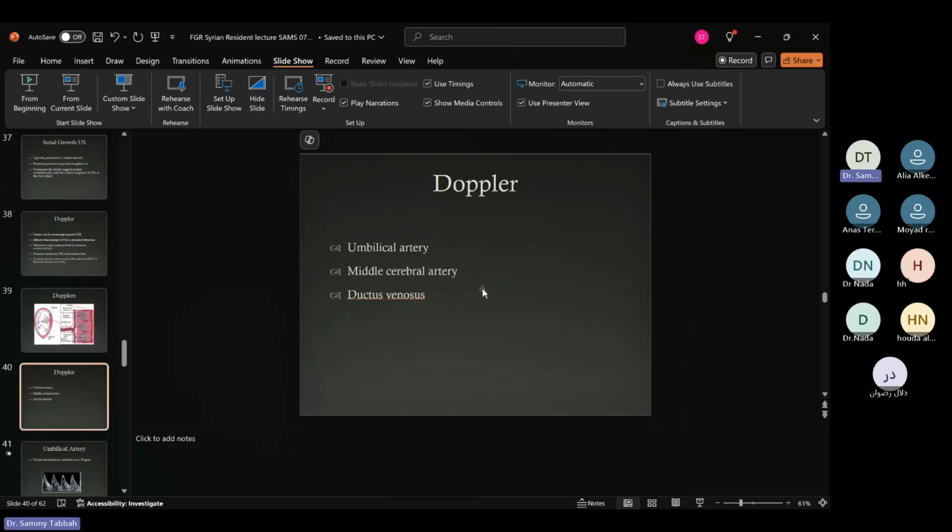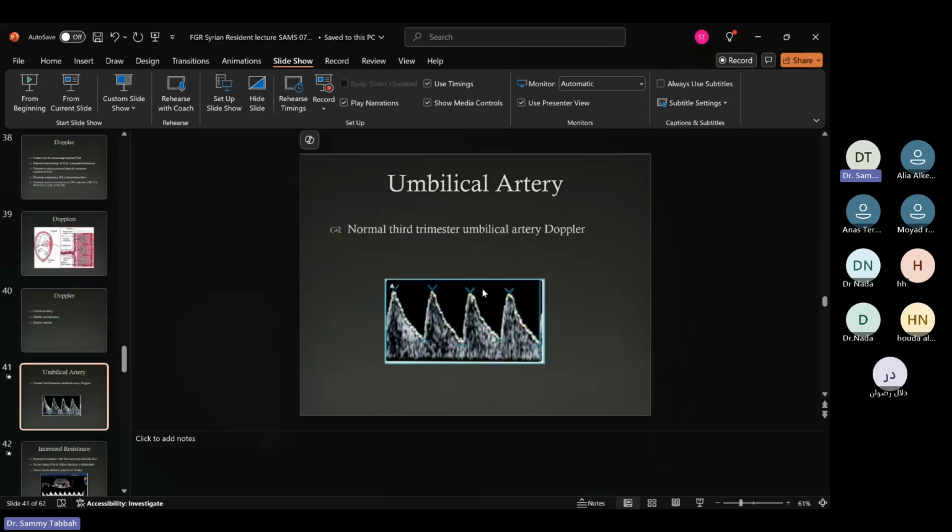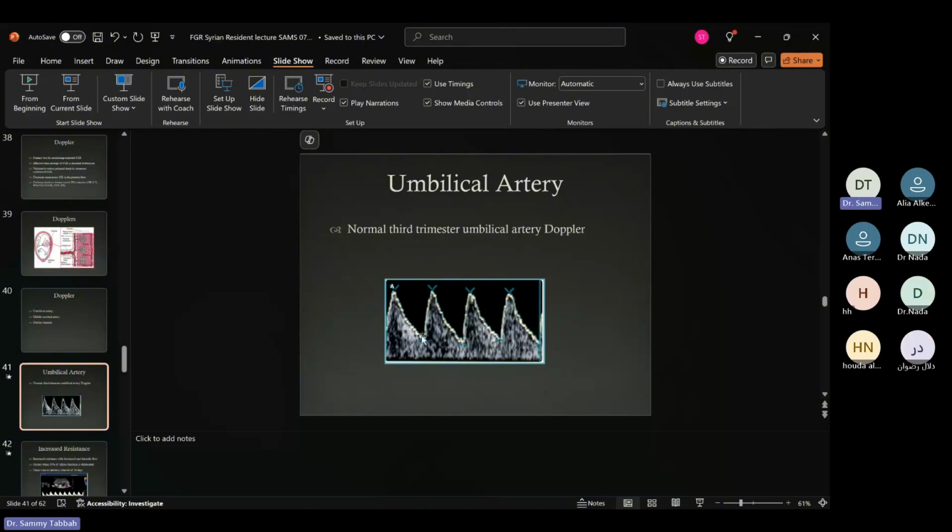So these are the different Doppler vessels that we interrogate. We look at the umbilical artery, middle cerebral artery, and ductus venosus, but the umbilical artery is the one that is most widely accepted. This is a normal third trimester umbilical artery Doppler. In the umbilical artery, you have systole, which is this peak, and you have diastole, which is this valley.